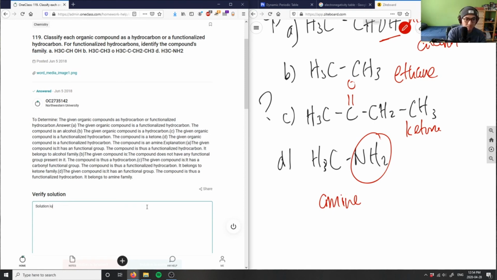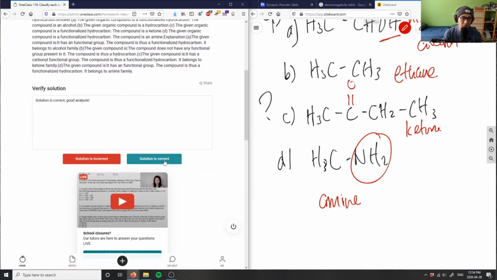Solution is correct. Good analysis. I'm happy that they attached the file there, just because the formatted question is kind of off. So that's totally fine.